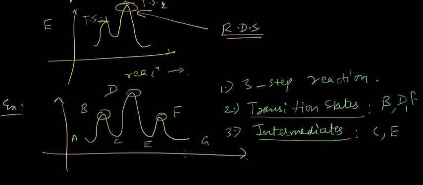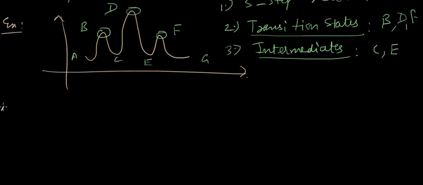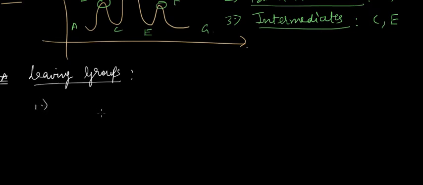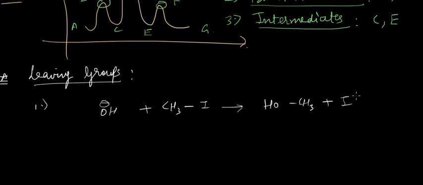So let us now look at the leaving groups. Let us take some examples here. So we have OH minus plus CH3I, that gives CH3OH plus I minus. How does it happen? OH minus attacks on CH3, delta positive and delta negative, and I minus withdraws its bond from CH3.